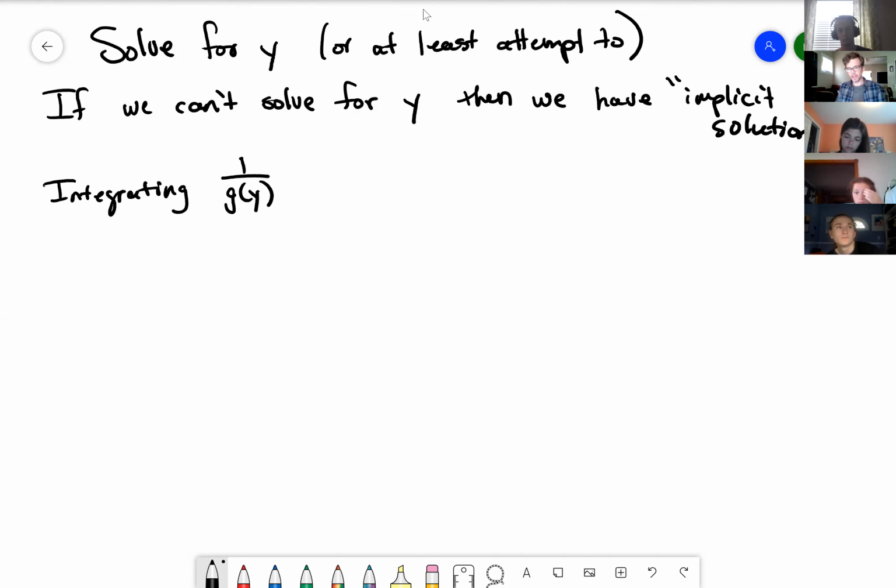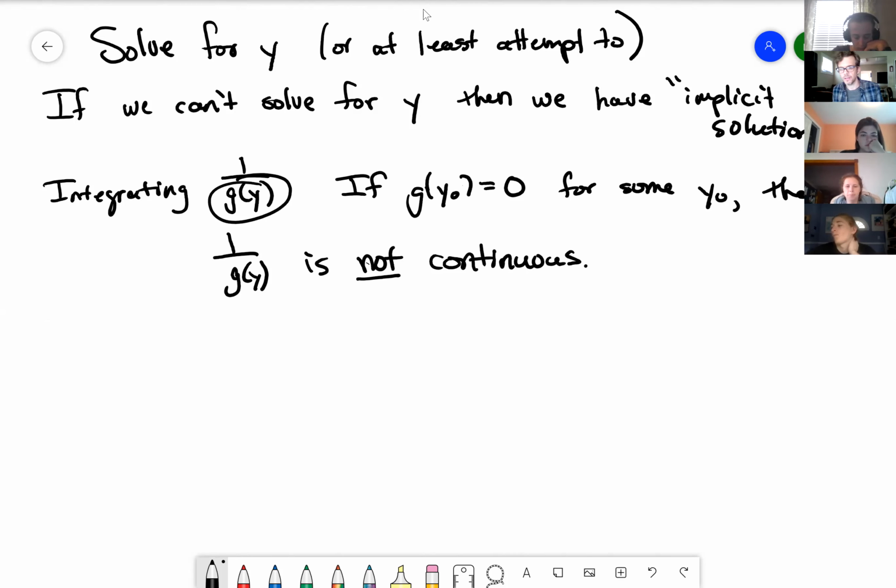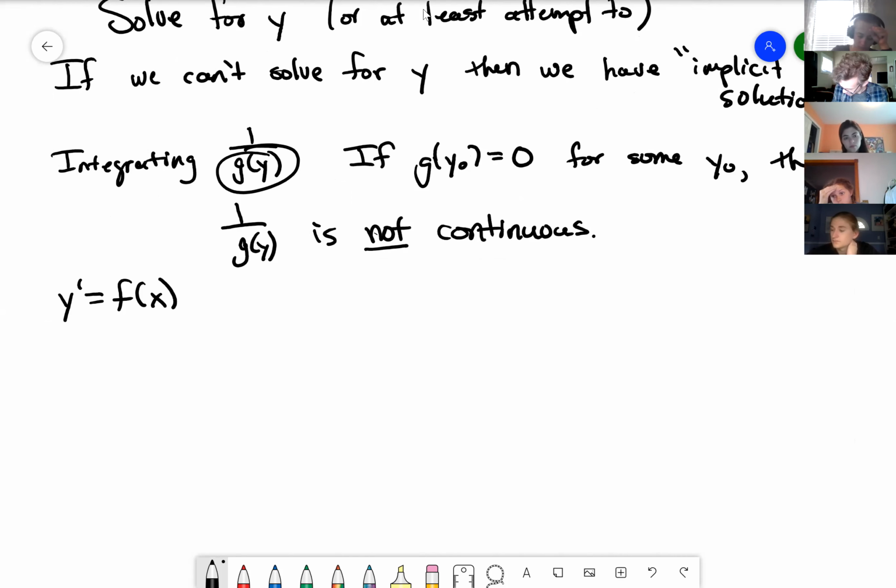So we have to deal with this situation, first of all, whenever g of y has some value that we can plug in and get 0. So if that's a possibility, we should deal with that. And fortunately, that's very easy to deal with. So you remember we're looking at y prime is equal to f of x times g of y. And if we have g of y0 is equal to 0, then we have y prime is f of x times g of y0, which is f of x times 0, which is just 0.